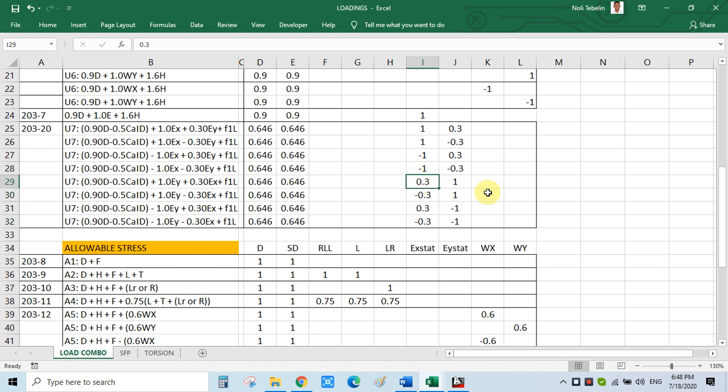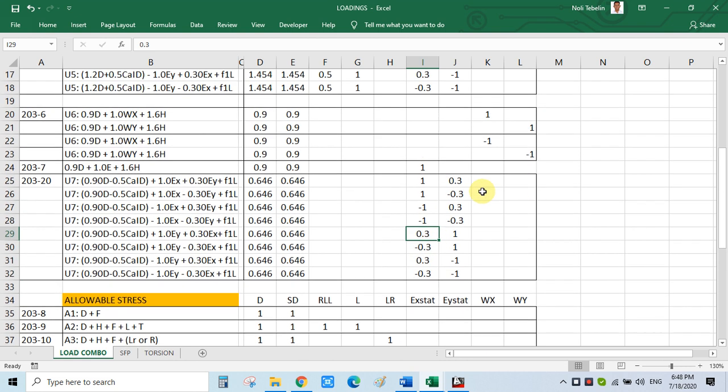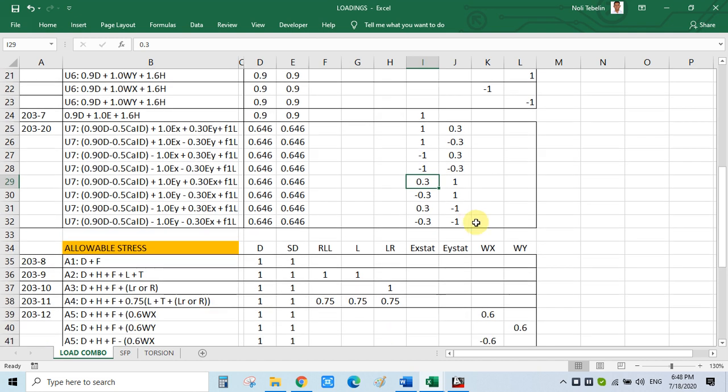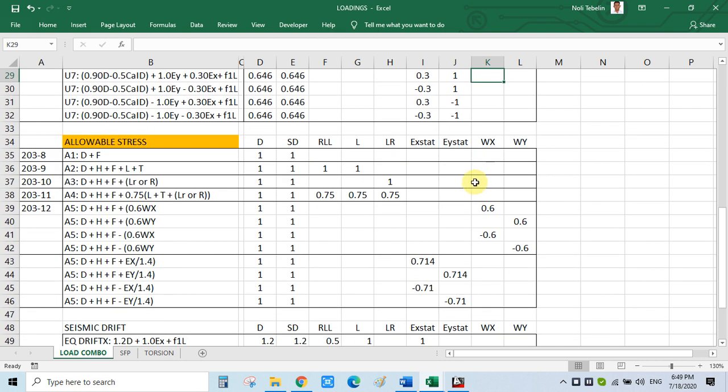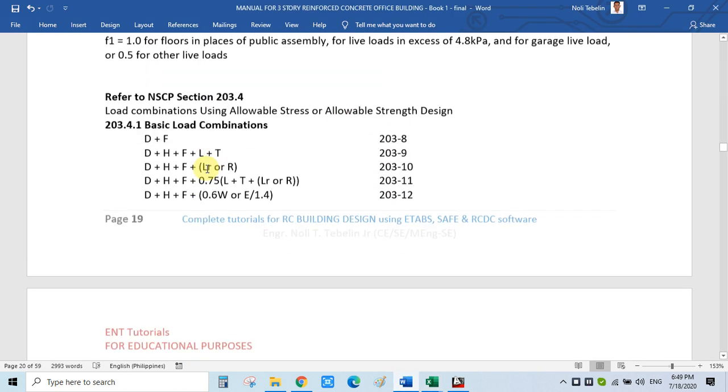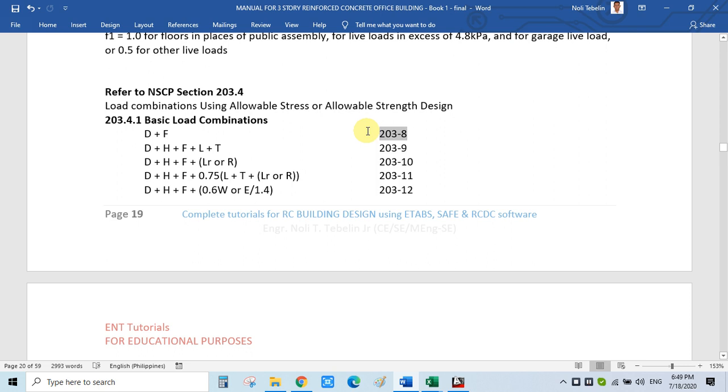Okay. Then dito sa allowable stress, ito yung gagamitin natin sa foundation sizing and sa serviceability check of the slab. Okay, so equation 203-8 from the NSCP. Nandito tayo sa allowable stress or allowable strength design. So, wala siyang factor dito. So, pagka walang factor dito, ibig sabihin, 1.0 yon.